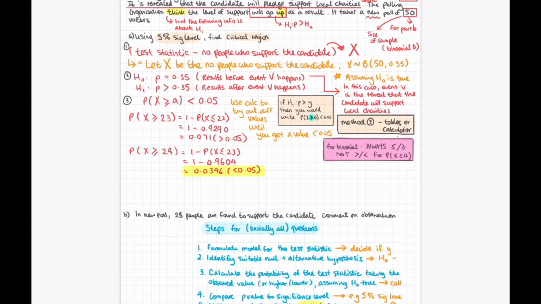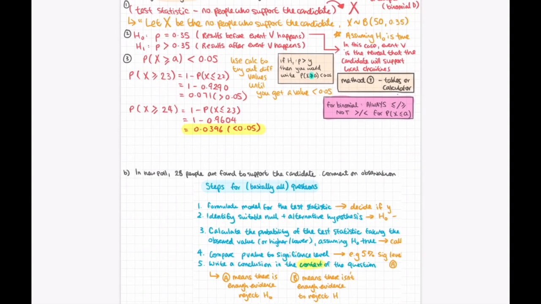And then number 4, so that's number 3, and then that's number 4. So you compare it. And then number 5 is write a conclusion. So the conclusion is just going to be that the critical region is x is bigger than or equal to 24, because that is what you get.